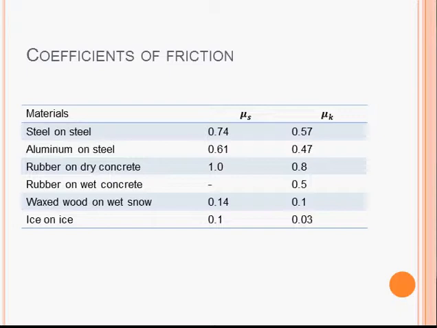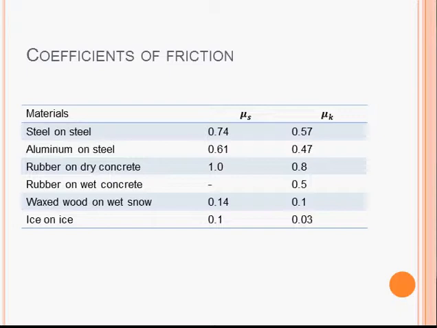Rubber on dry concrete. Notice we have a static friction coefficient of 1. That means that whatever the normal force is, that's the maximum frictional force. And you can see when we get to ice, notice how it gets really small. There's not a lot of friction there. So that's something we can use.